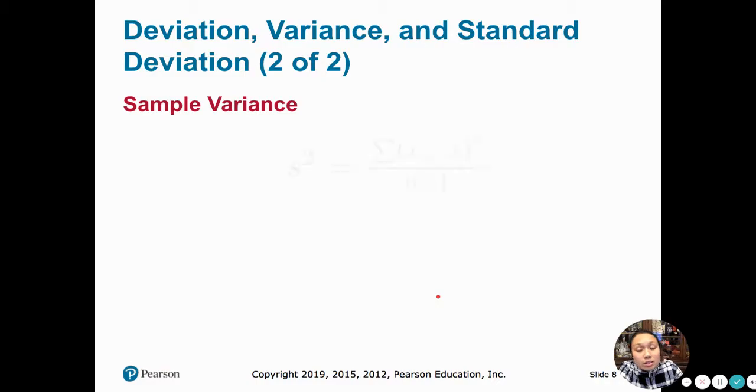All right, now sample variance. This is how we find the sample variance. It looks a little crazy, but I promise it's not. Variance is denoted by this s squared. It's not just s. You'll see what s is in just a moment. But s squared is your sample variance. And when I say sample, I mean the sample of our study, whatever it is that we're pulling data from.